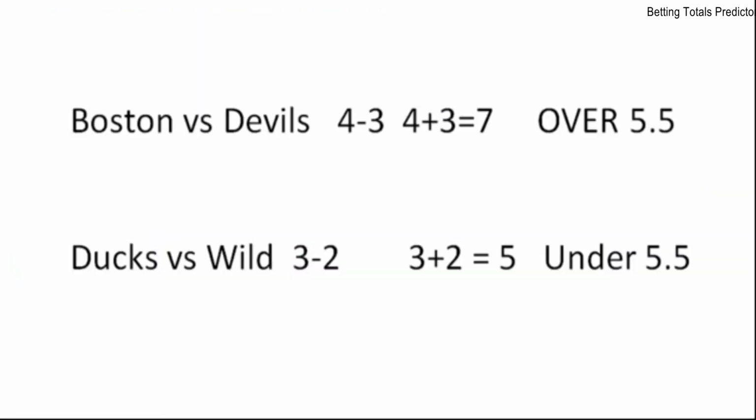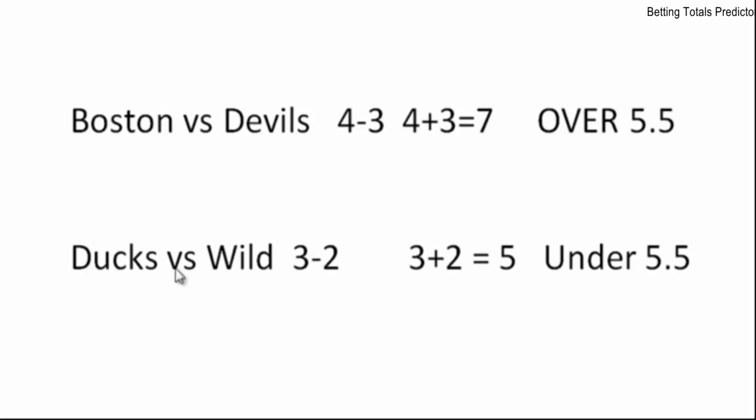If you're totally new to betting, here is a simple example for you to understand game totals. For example, Boston is playing against the New Jersey Devils, and the score is 4-3. Now we need to add up both the team scores, so that's 4 plus 3, which equals 7, which means that was over 5.5 goals. So if you place a bet for over 5.5, then you would have won.